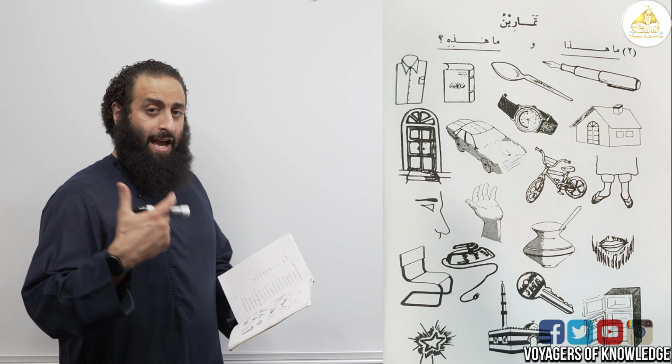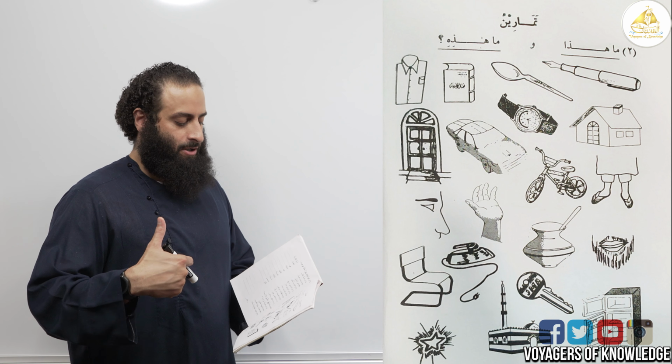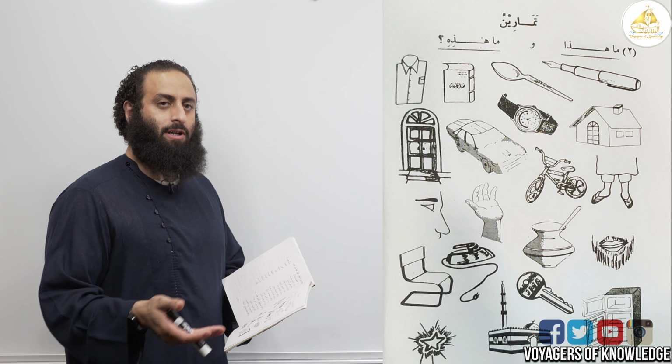The first item that we're going to point out, it's going to be circled. I'm going to ask you in Arabic, and you're going to respond. So it says here, or as you can see, ma hadha. Go ahead and respond in Arabic. You should say hadha qalamun.